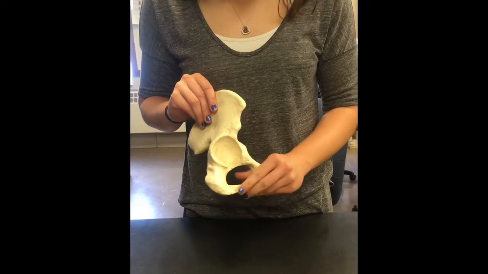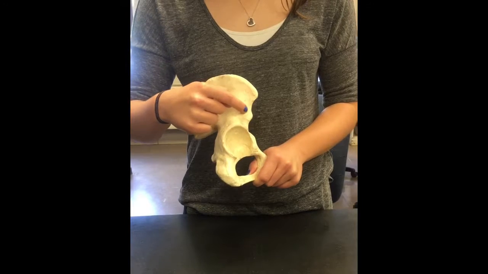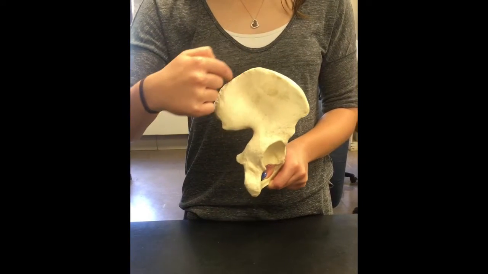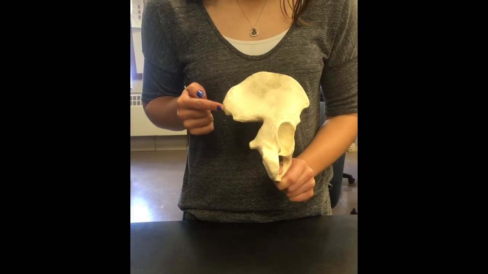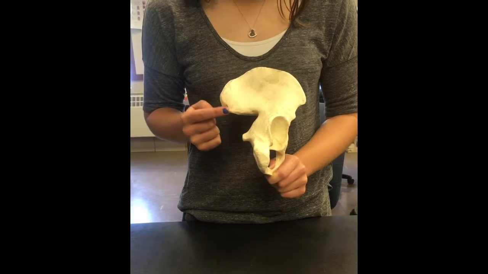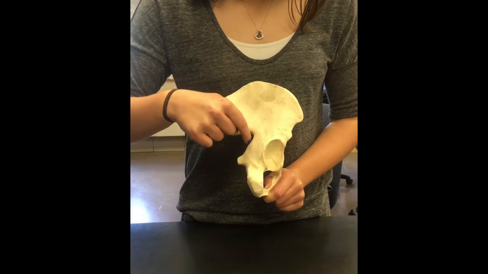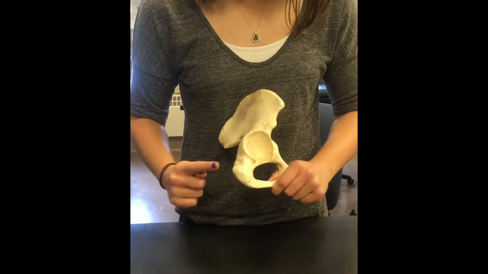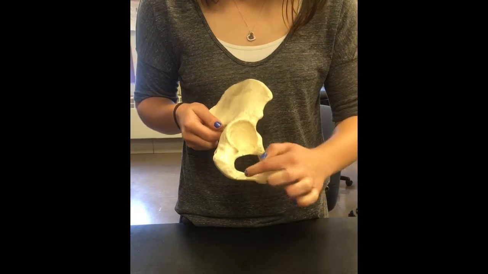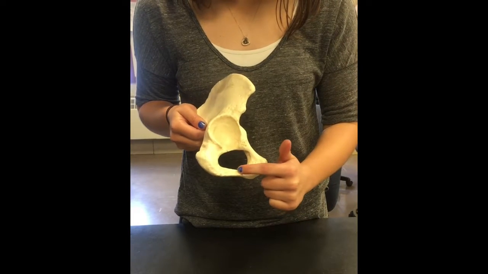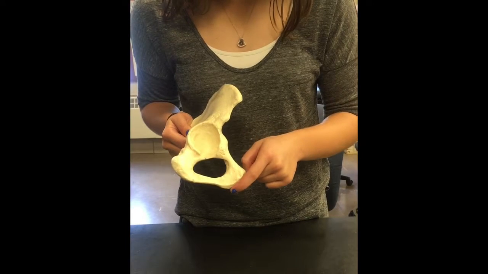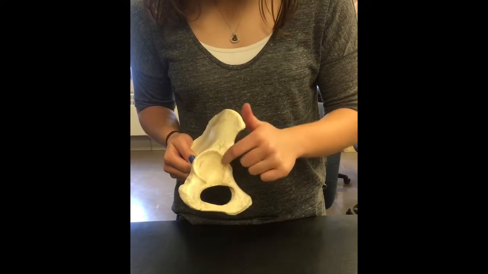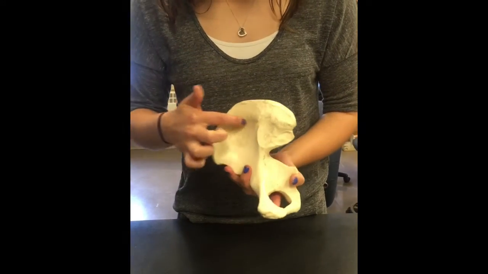This is a right hip bone. This is the anterior inferior iliac spine, the anterior superior iliac spine, the iliac crest, the posterior superior iliac spine, the posterior inferior iliac spine, the greater sciatic notch, the ischial spine, the lesser sciatic notch, the ischial tuberosity, the ischial ramus, the inferior ramus, the pubic symphysis, the superior ramus, the obturator foramen, the acetabulum, and the iliac fossa.